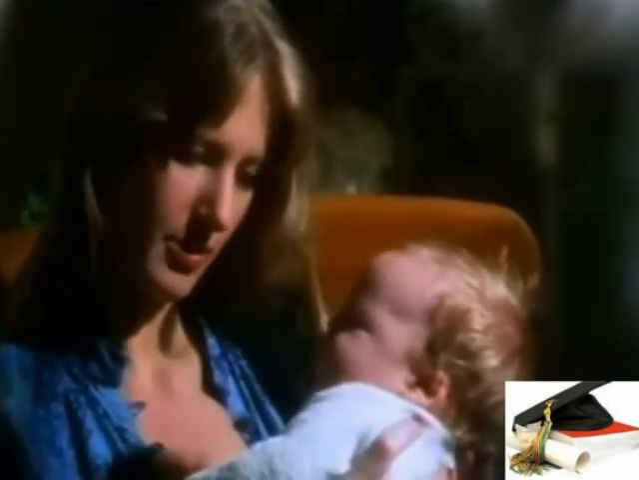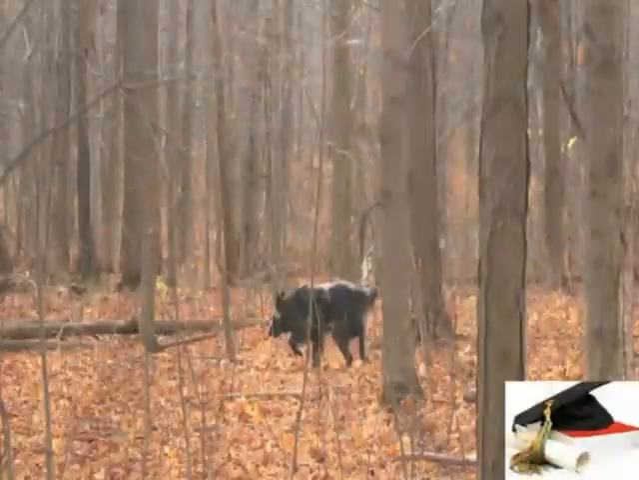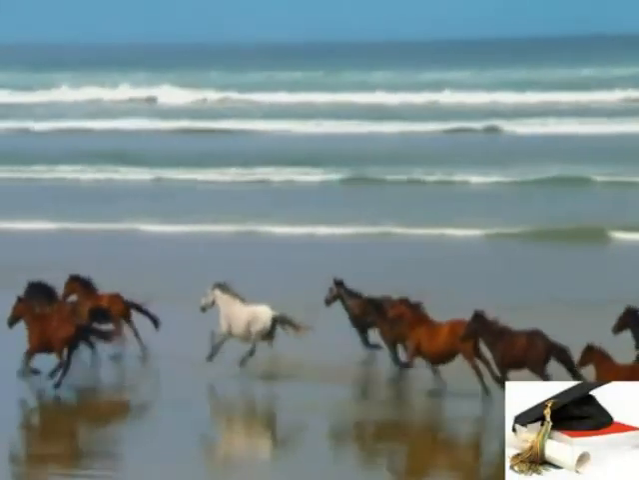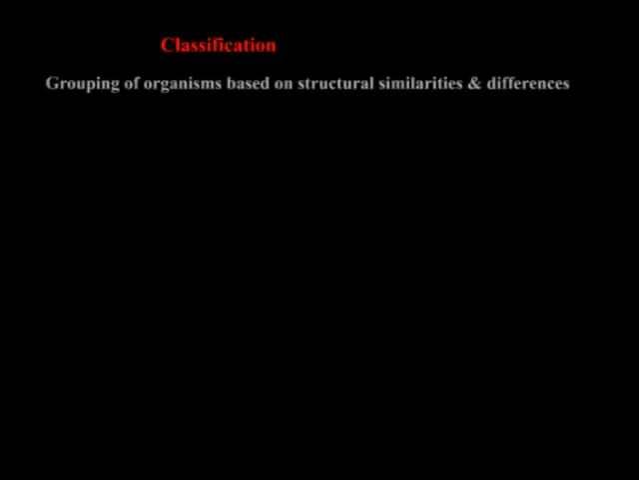It therefore becomes necessary for easy understanding to classify organisms into groups based on their structural similarities and differences. So then classification comes in. And classification is a field of biology that deals with the grouping of living organisms according to their structure. Organisms with structures that are similar are put under one group referred to as a taxon, or in plural they are called taxa.